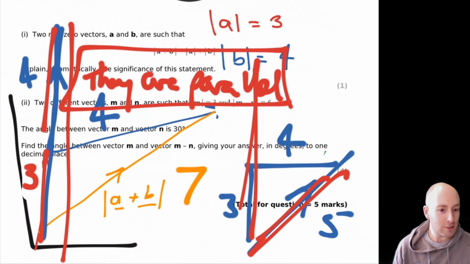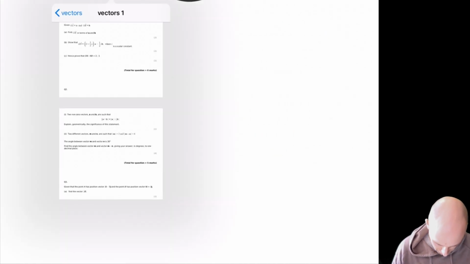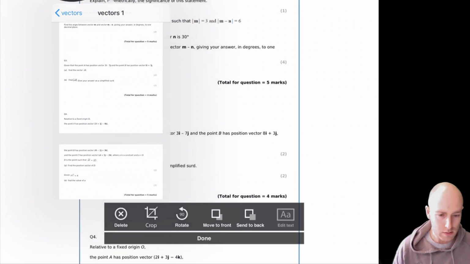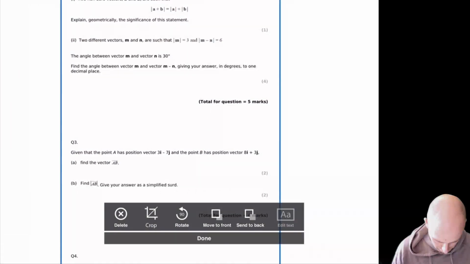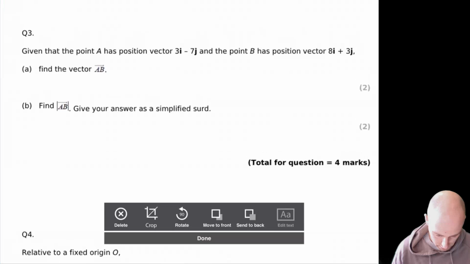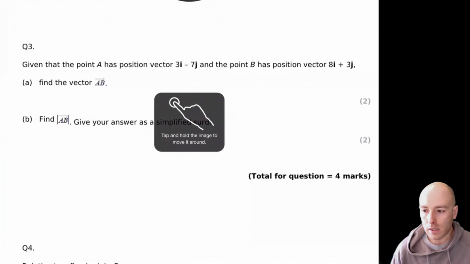Okay, let's try some more. Oh, I only got 40 minutes left. Okay, let's see what else we got. This looks nice and easy. So 4 marks. I don't think it'll take you that long. See how you guys get on with this one. 4 minutes. Start now.